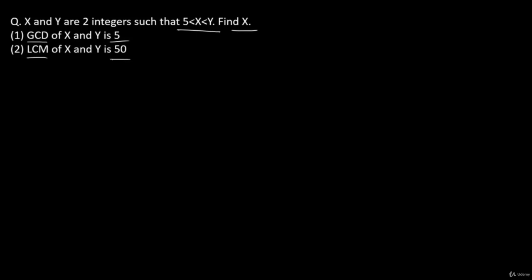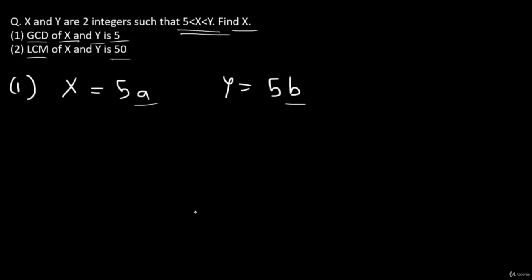Alright, we are back. I hope you have given it a try. Let's do it together. Now, statement 1 says GCD of x and y is 5. That means 5 has to be a factor of x as well as y, right? Therefore, I can say that x is equal to 5a and y is equal to 5b, where a and b are integers such that the given criteria over here is satisfied.